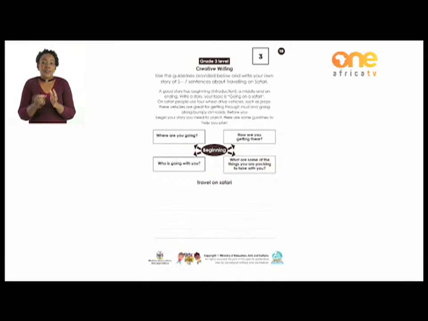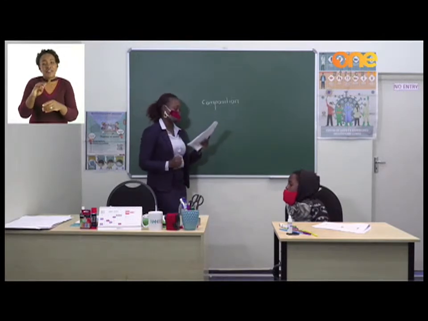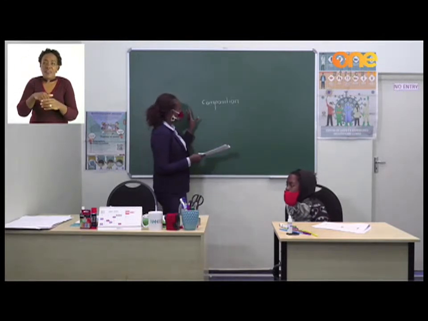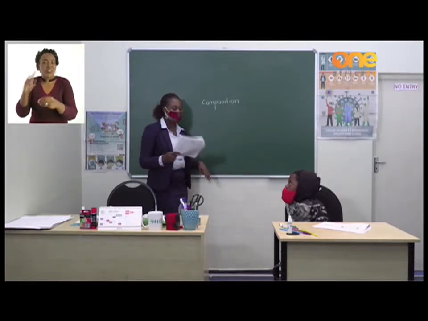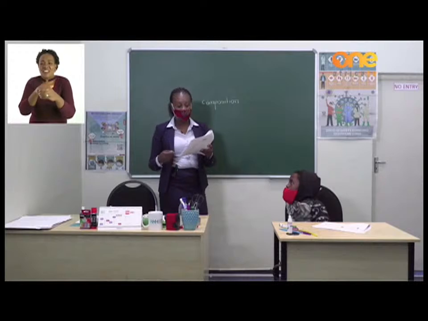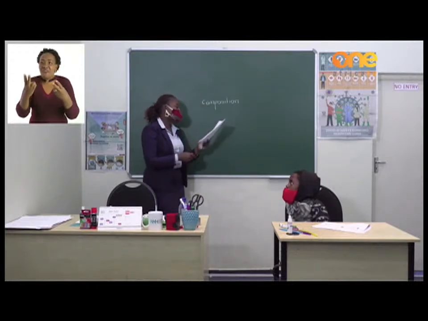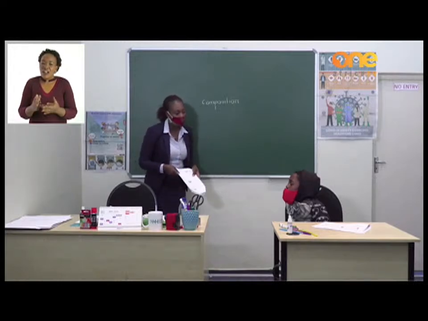We are given a guideline. Where are you going? You don't just say safari, or you don't just say Etosha. You tell us, I am going on a safari to Etosha or to Okapuka Range. Okay? Then you add some of the sentences that you might think of, or you can tell us why you are going there. Maybe you say, I'm going to see the animals. Then how are you getting there? You tell us how you will arrive.